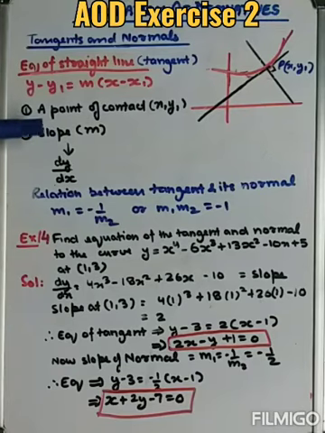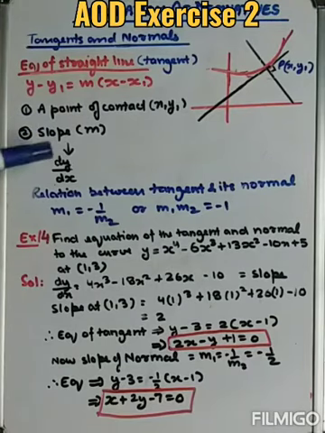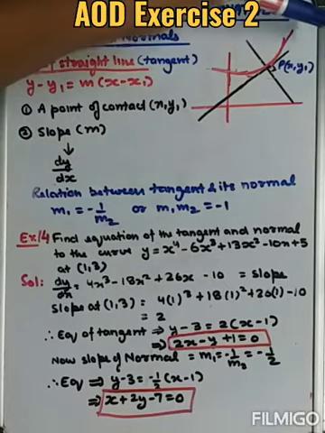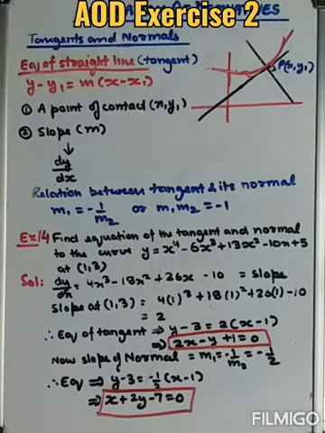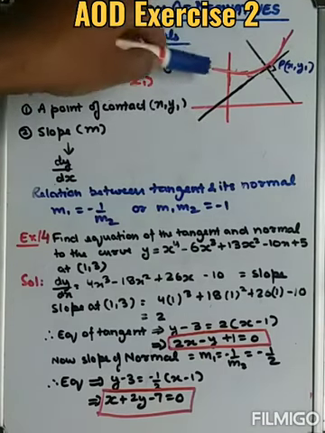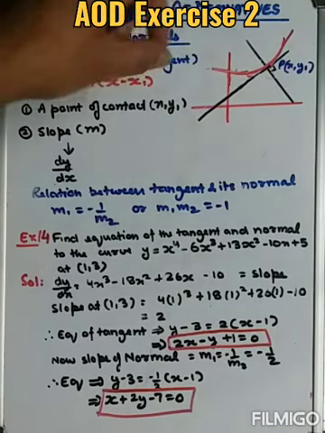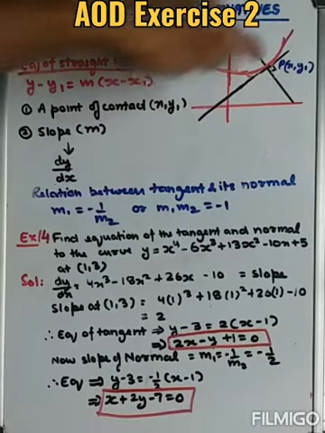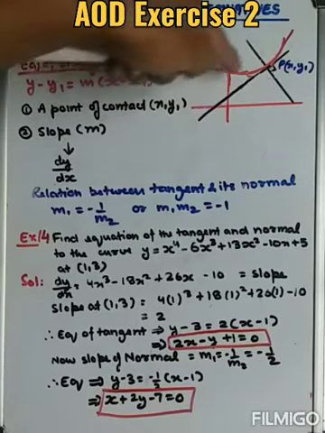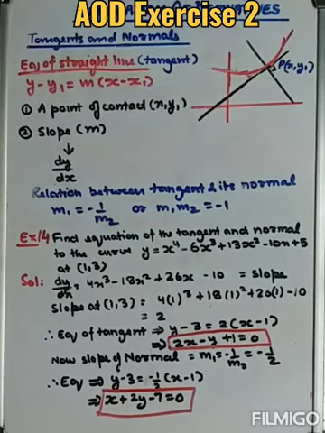And in differentiation we have studied that whenever we find the differentiated value, that also gives the slope of the tangent to any curve. Suppose this is the curve and we have any equation, we differentiate that equation. That gives the slope of the tangent at any point on the curve.